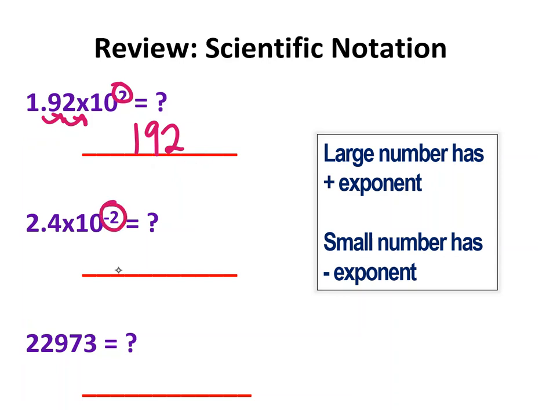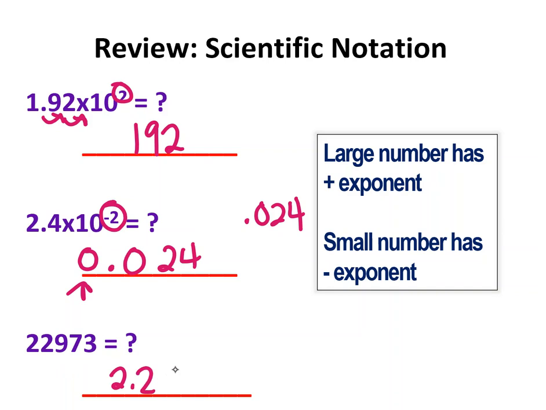This one has a negative exponent. I know it's a small number, so I'm going to move it this way. I'm going to back it up 1, 2, decimal point. I'll put a 0 in front. It's good to show a 0 in front of that dot instead of just writing .024.